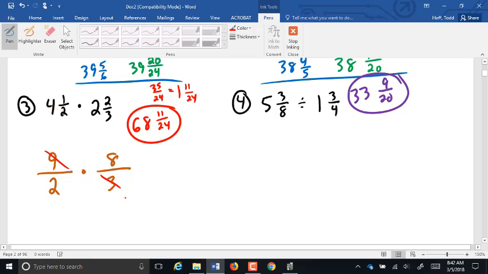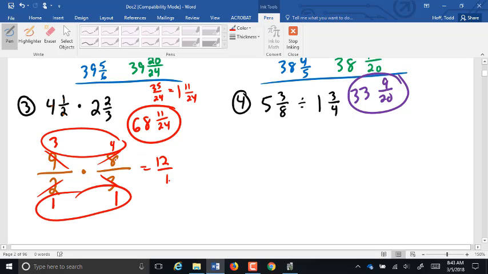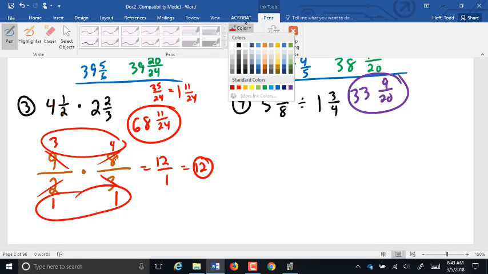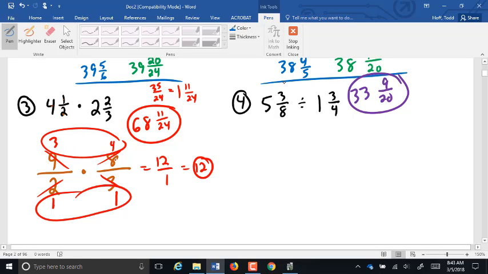Now we can cross cancel. 9 and 3 can both be divided by 3. 3 divided by 3 is 1. 9 divided by 3 is 3. 2 and 8 can both be divided by 2. 2 divided by 2 is 1. 8 divided by 2, 4. 3 times 4 is 12. 1 times 1 is 1. 12 over 1 or just 12. I had a group a few years ago that just fascinated them. They could multiply 2 fractions and get a whole number.